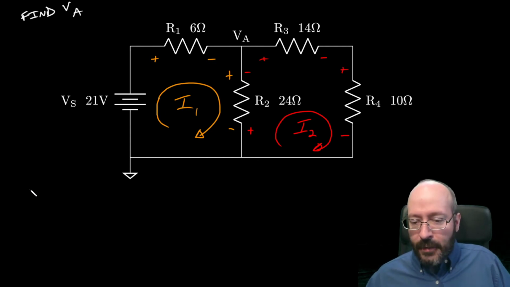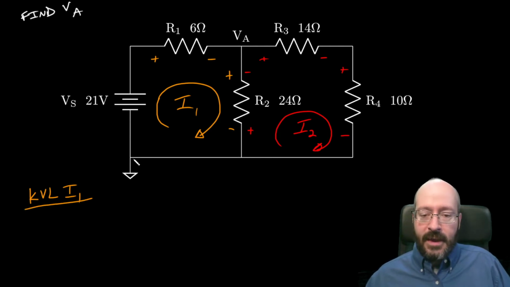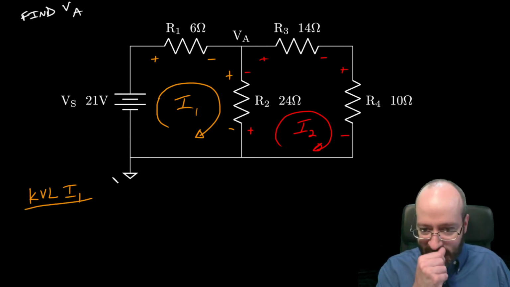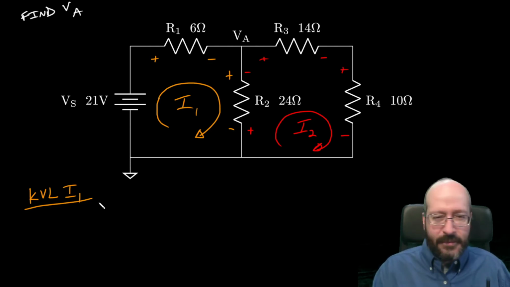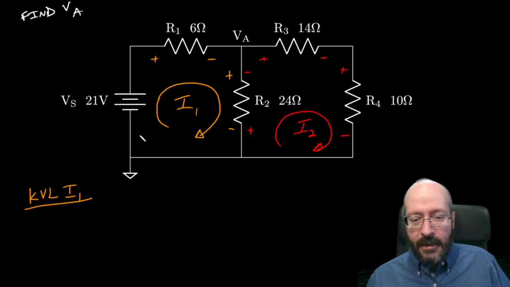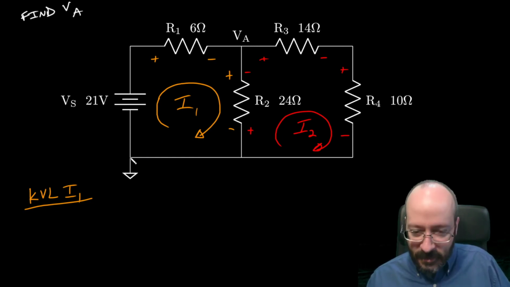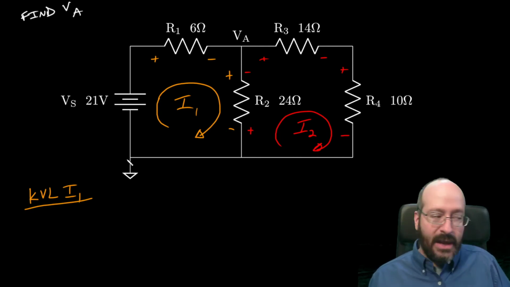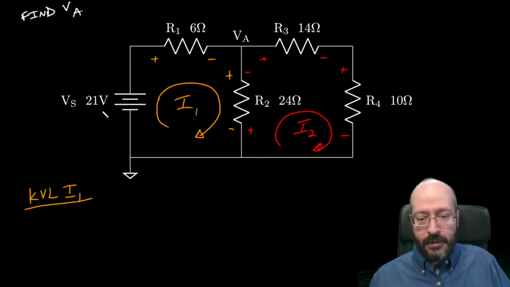Okay, so I'm going to write a KVL for the I1 mesh. And I'm going to stay symbolic for now. When we get comfortable with everything, we can start to skip this step, but I want to stay symbolic as much as possible. So I'm going to start on the lower left, as is my habit, and I'm going to go clockwise. So we're going up across the 21 volt source, right? It's negative on the small bar, positive on the long bar. So we're going up. So it's going to go up VS.